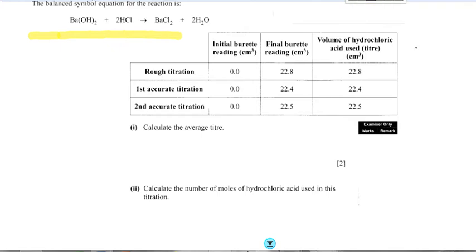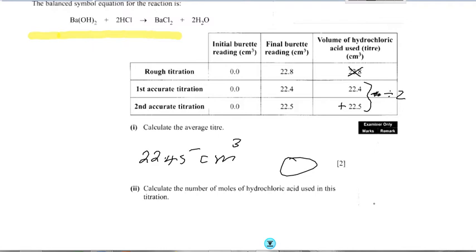Okay, so question 1 is again calculate the average titre. Now remember, the rough titre does not come into the average titre, so the average titre is those two added together and simply divided by 2. So the average titre is 22.45, and remember there is no mention of units down here, so you need to clearly put the units on.